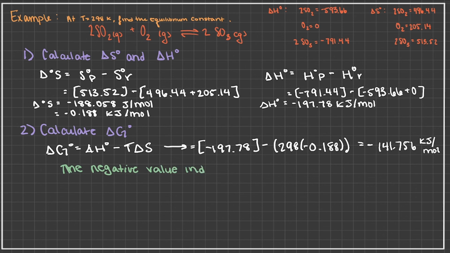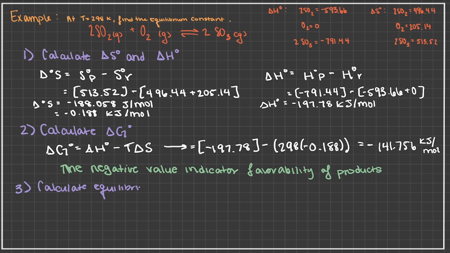Now, we see that a negative value of delta G actually indicates that there is a favorability of products. So because there's this favorability of products, we want to make sure that our KEQ is a value greater than one. If it is not, you're doing something wrong. We want to make sure that both our delta G, our free energy, and our equilibrium constant agree with each other. So either the products are favorable or the reactants are favorable.